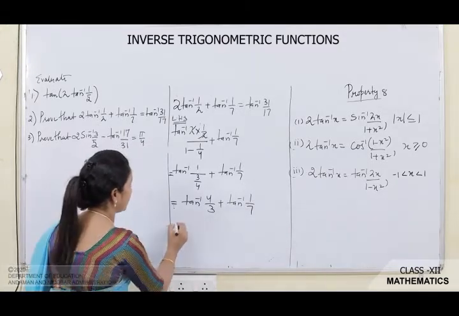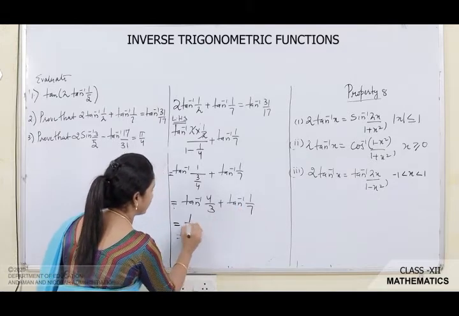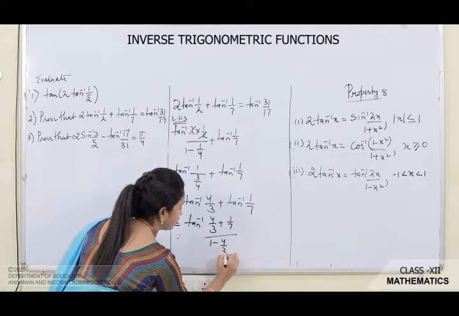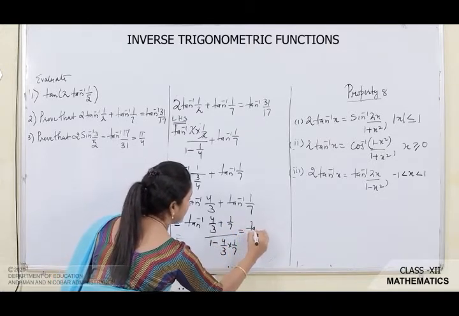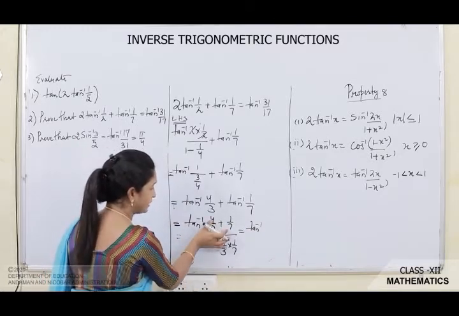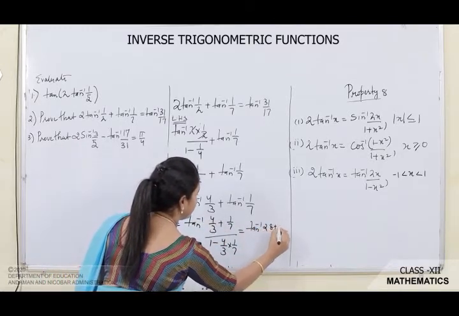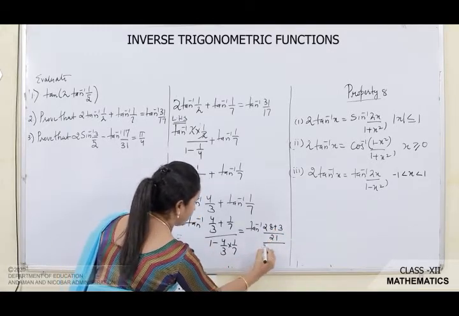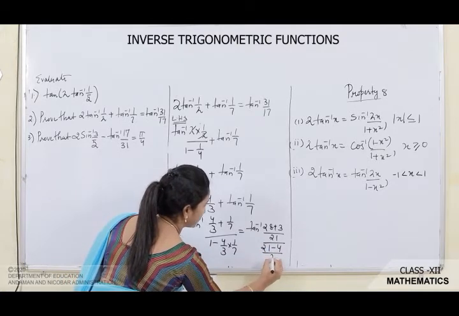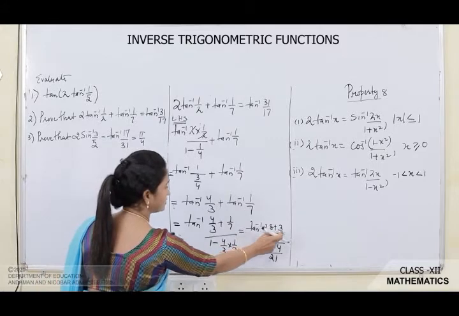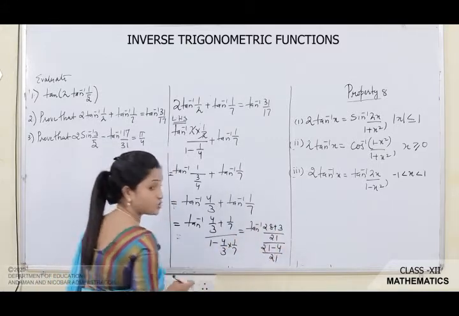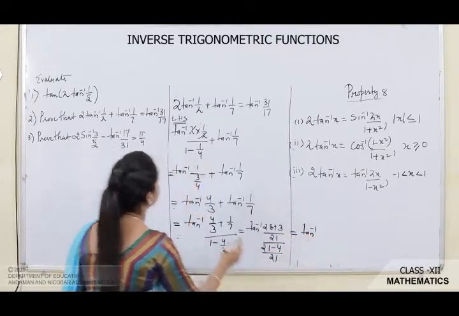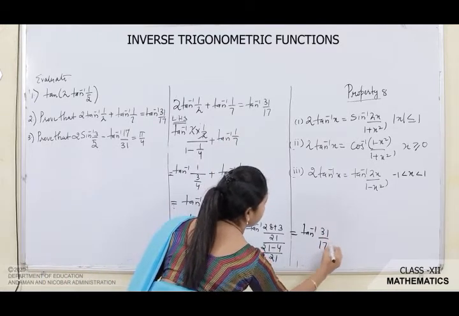So you can again apply the property: tan inverse x plus tan inverse y is nothing but tan inverse of 4 by 3 plus 1 by 7, over 1 minus 4 by 3 into 1 by 7. When you cross multiply, you are going to get 28 plus 3 by 21, and here 21 minus 4 by 21. 28 plus 3 is 31 and 21 minus 4 is 17, and the 21s get cancelled out, and you are going to get the answer as tan inverse 31 by 70.